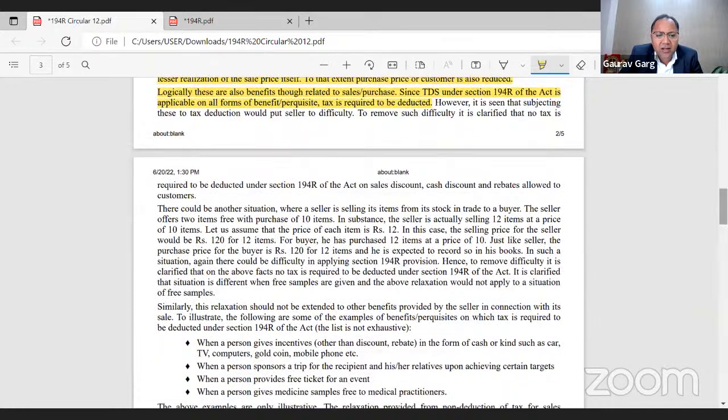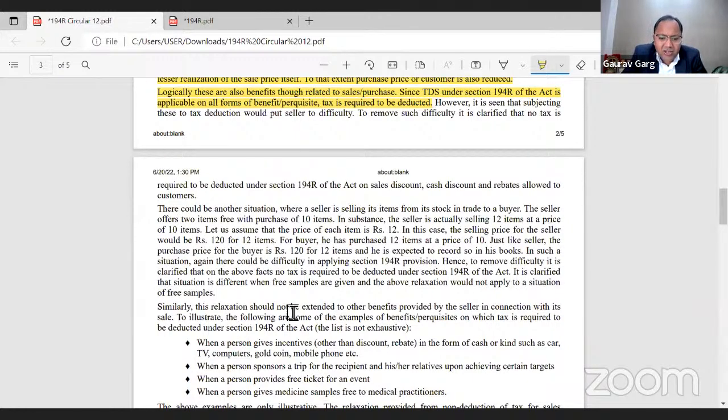Then it further says there could be another situation where a seller is selling its item from its stock in trade to buyer. The seller offers 2 items free with purchase of 10. Then also they say we are not required to deduct TDS. It is like a 2+2 offer, 2+3 offer, 3+2 offer, or 10+2 offer, whatever. Basically they are saying it is like a discount. So if there is a 2+2 offer, then you are giving 4 items for, let's say, ₹200, then per item cost is 50. You are actually giving the discount, and when we are giving the discount, 194R is not applicable. But if we are giving something absolutely free, then it would be applicable.